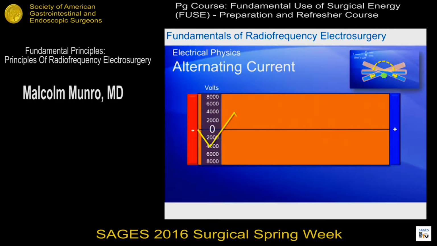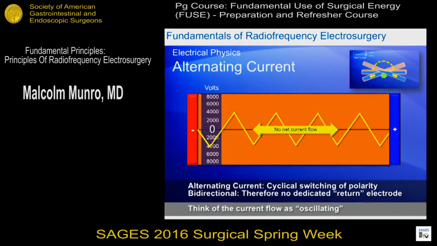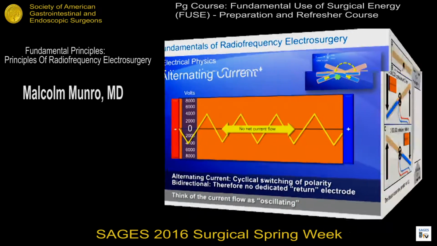We have an output that looks like this, reflecting our alternating polarity, back and forth, back and forth, back and forth. So really, if you think about it, if you're an electron or an ion, you're just going back and forth, back and forth, back and forth. You're not going in a circuit. It's more of an oscillation. So think of the current flow rather than flow. Think of it as an oscillating current.